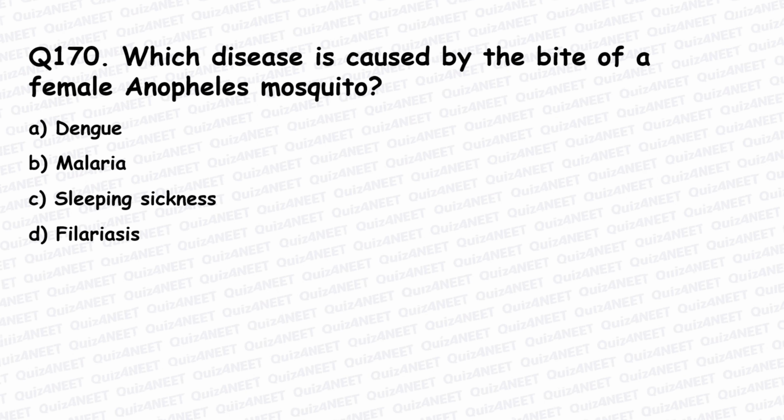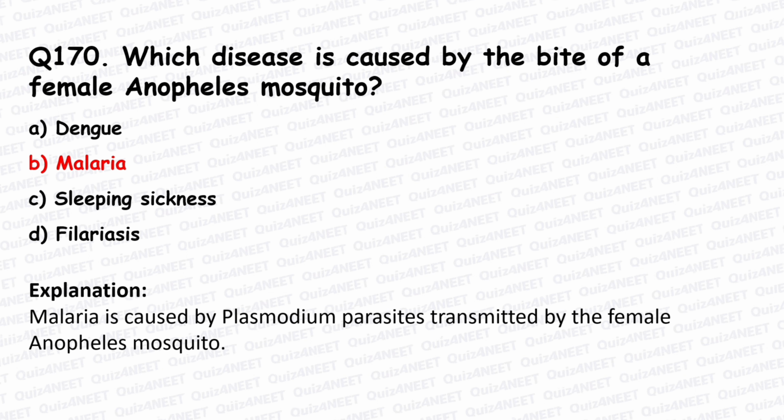Q170. Which disease is caused by the bite of a female Anopheles mosquito? A. Dengue, B. Malaria, C. Sleeping sickness, D. Filariasis. Answer: malaria. Explanation: malaria is caused by Plasmodium parasites transmitted by the female Anopheles mosquito.